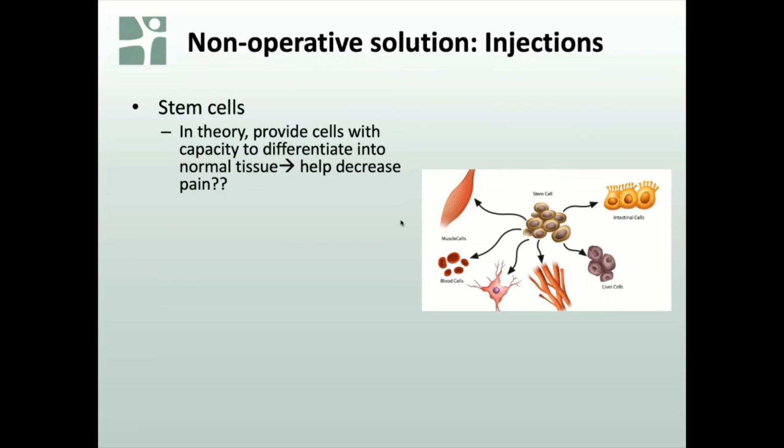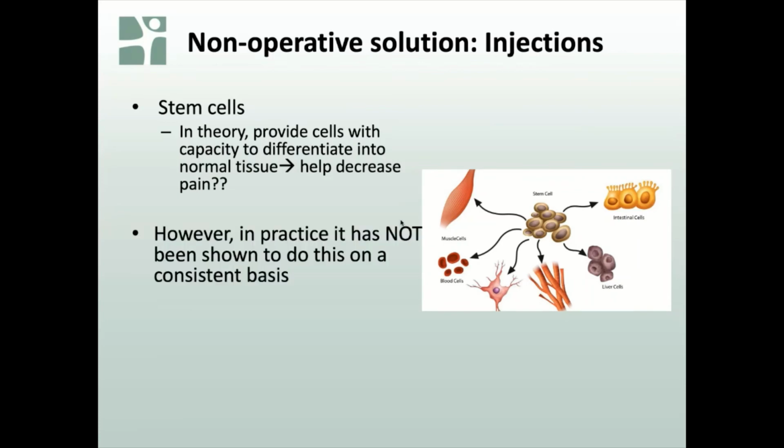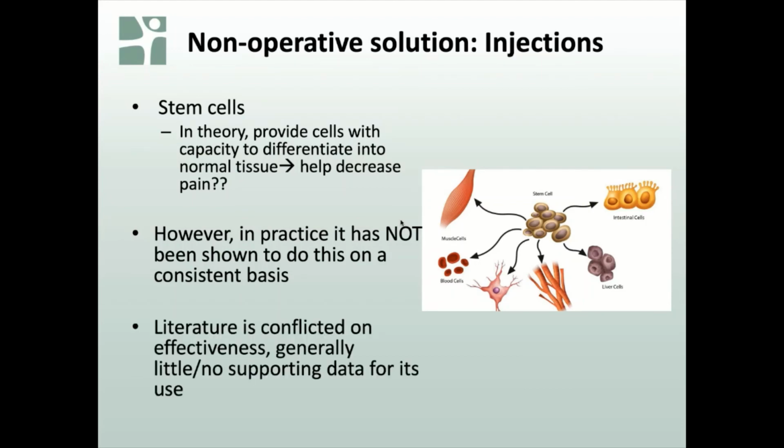And the idea is that if we were to inject this into a knee or a painful joint, could this turn into normal healthy tissue? Now, the truth is that this is not the case. It doesn't necessarily happen that if you just inject stem cells, it magically knows to turn into whatever material you're hoping it turns into. And overall, the literature is very conflicted on the effectiveness of stem cell therapy. And currently, the best available data says that there is not strong evidence in support of its use.